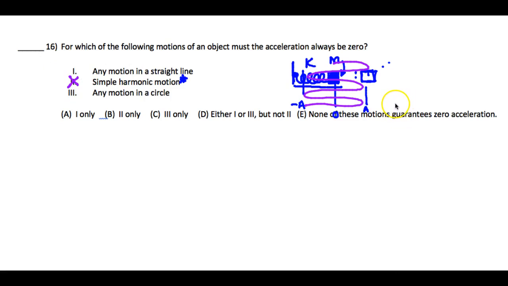Motion in a straight line, we've seen quite a bit in Unit 1 kinematics, and we've seen constant-velocity motion that does have zero acceleration, but we've also seen accelerated motion in a straight line. A roller skater attaches a rocket to their back, and they're going to accelerate. So choice number 1 is not a good choice because we have seen already that can happen.